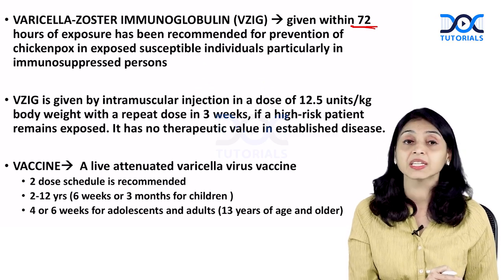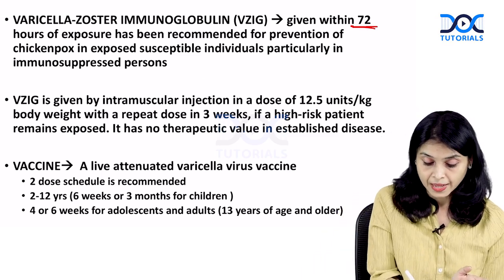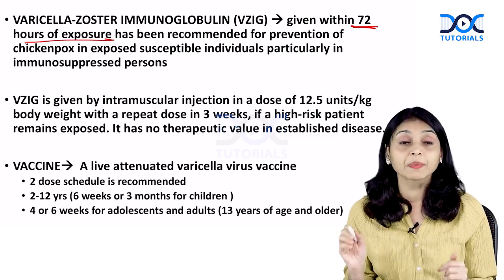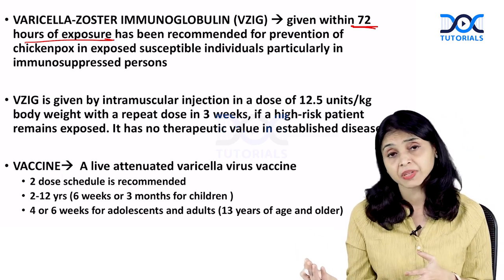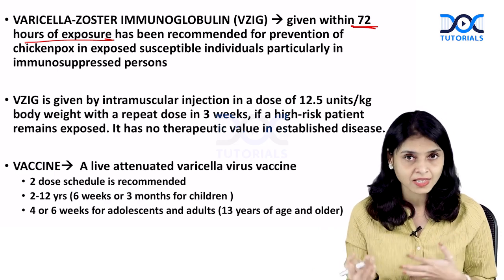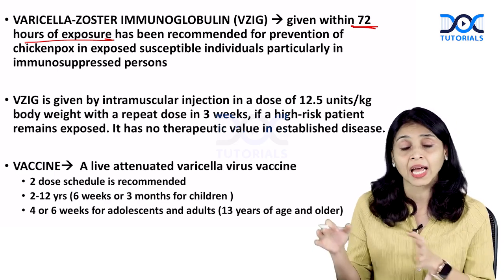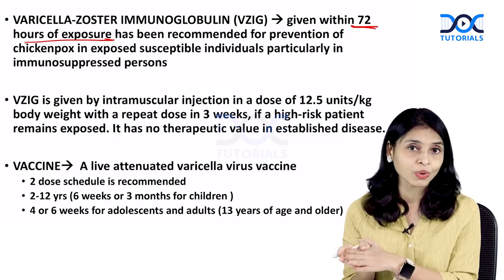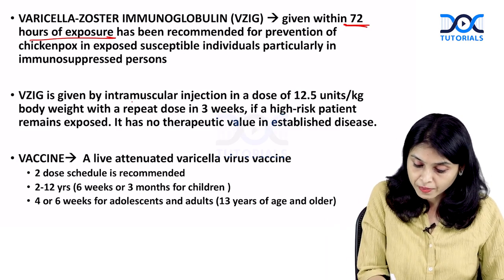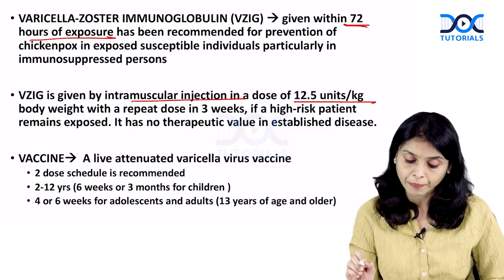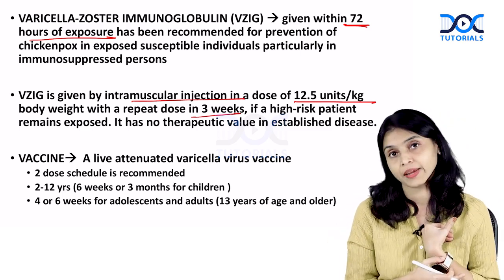Immunoglobulin should ideally be given within 72 hours of exposure. We have already seen that this has come in this exam. For the prevention of chickenpox, usually we give this for people who are very susceptible to develop the disease, like immunocompromised people who are on steroids, who are on cancer treatment and such things. Normally, we don't give immunoglobulin. If it is a high exposure and the person is very susceptible, then it is advised to give immunoglobulin. It is given as an intramuscular injection in a dose of 12.5 units per kilogram, with a repeat dose of the same in 3 weeks if it is a high-risk patient who remains exposed.